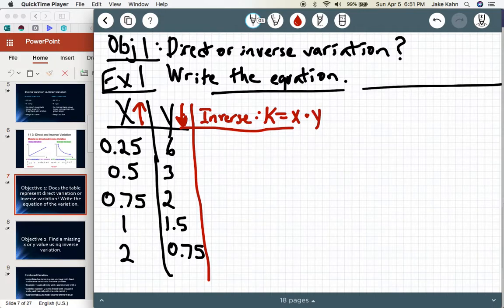We need to make sure that x times y for each row in this table is exactly the same. It's equal to all the other rows. If it is, then it is an inverse variation. So what are we going to do?